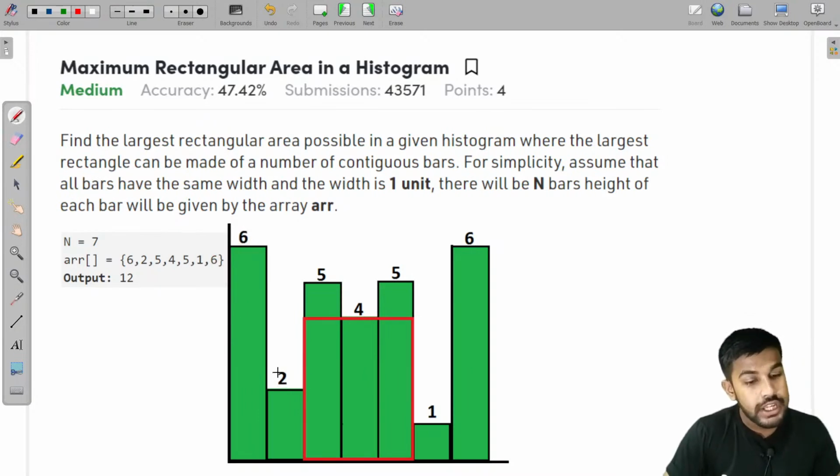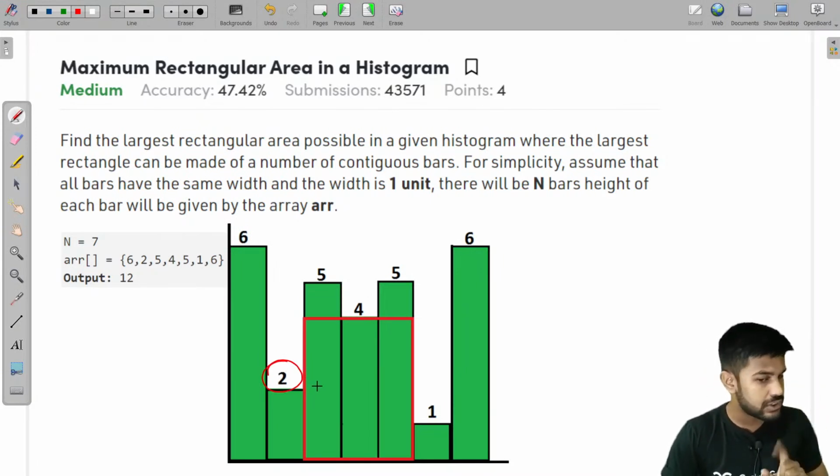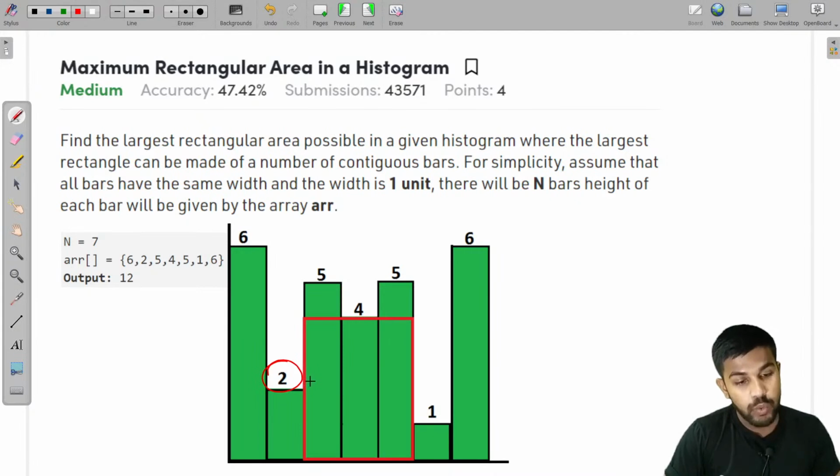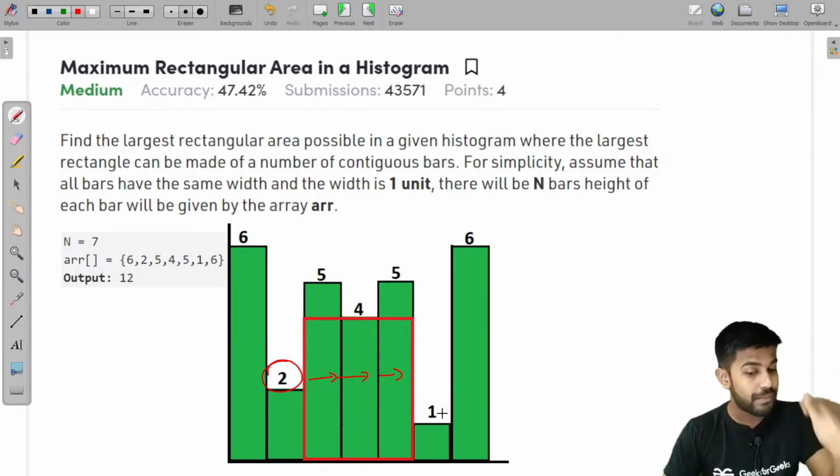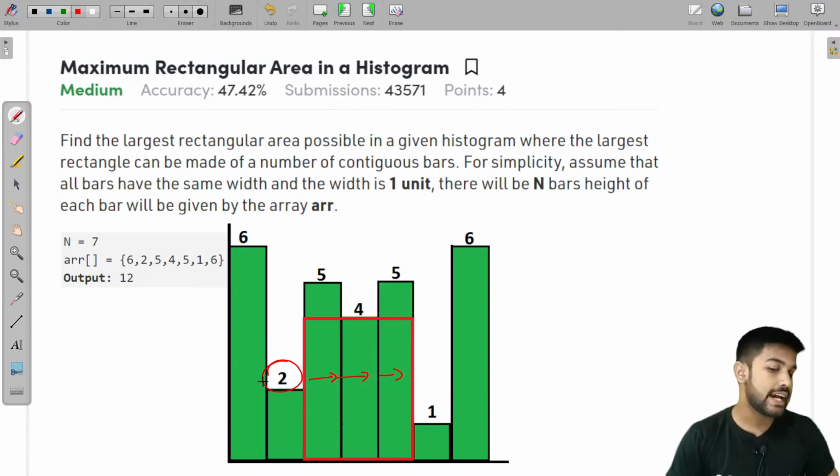Now moving forward, suppose we have the height 2. If I consider 2 as the minimum height, how far can I go? I can go for 1, then 2, then 3. After that the height becomes 1, which is less than 2. So the minimum would now be taken over by 1, so I won't go that side. Now moving this side, I can only go in one direction. So 1, 2, 3, 4 and 5. This is how far we need to see.